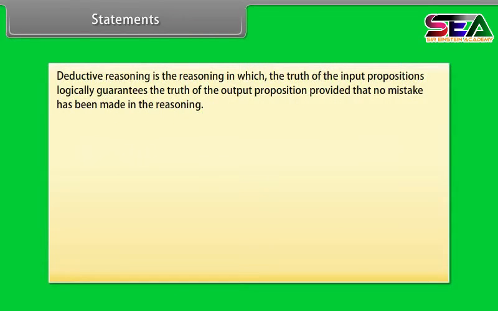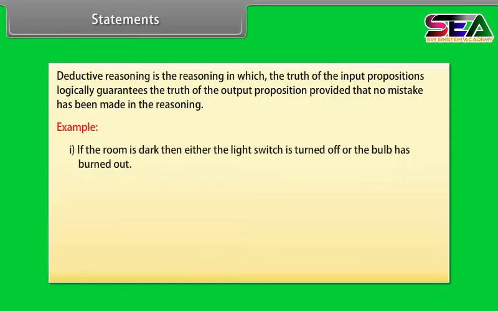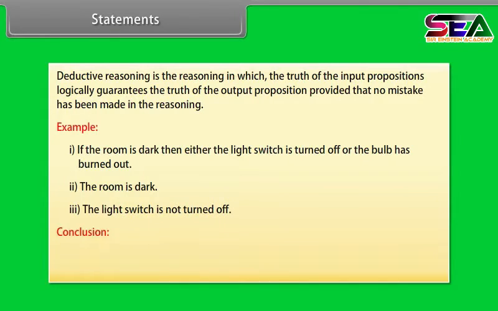Deductive reasoning is the reasoning in which the truth of the input propositions logically guarantees the truth of the output proposition, provided that no mistake has been made in the reasoning. Example: a reasoner who infers from the belief: 1. If the room is dark, then either the light switch is turned off or the bulb has burned out. 2. The room is dark. 3. The light switch is not turned off. To the conclusion, the bulb has burned out.